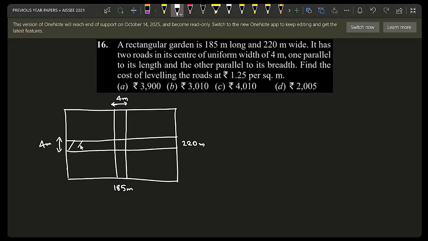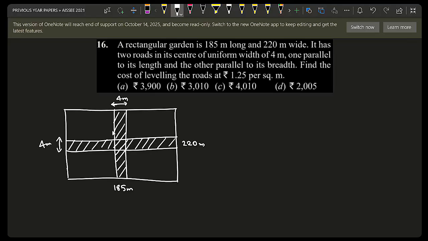So this is the complete road area. So I'm shading the complete road area. This one they want to level at the cost of 1 rupee 25 paise per square meter. So they're asking to find the total cost. If you want to find the total cost, first of all you should know the total area of this shaded region. So first we have to find the area of the shaded region. How can we calculate the area of the shaded region?